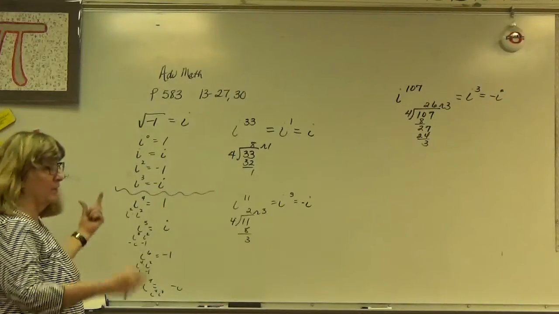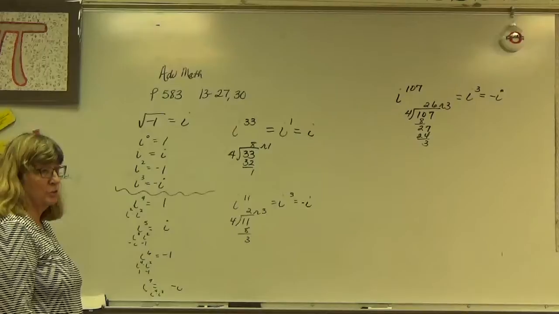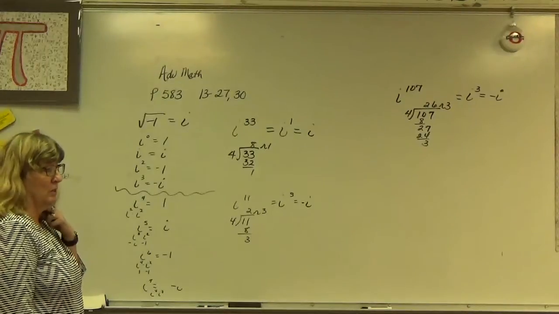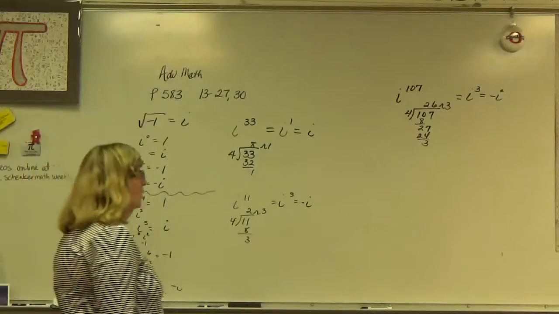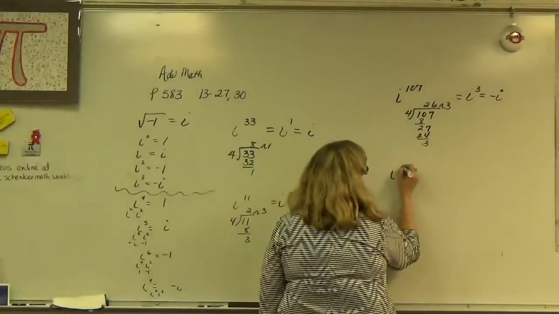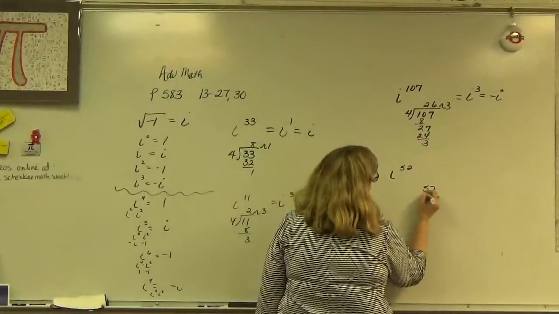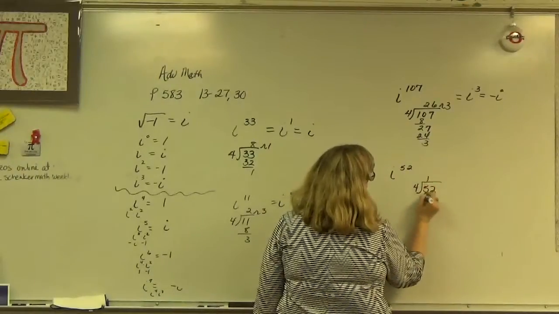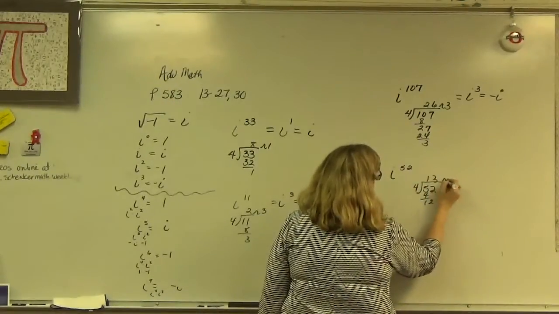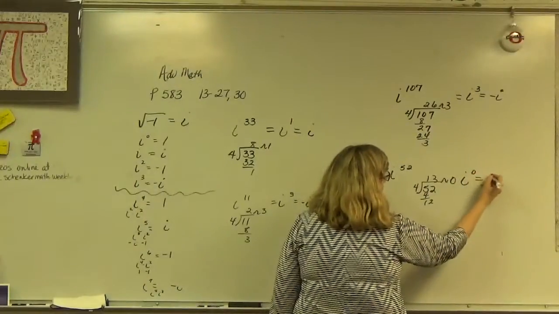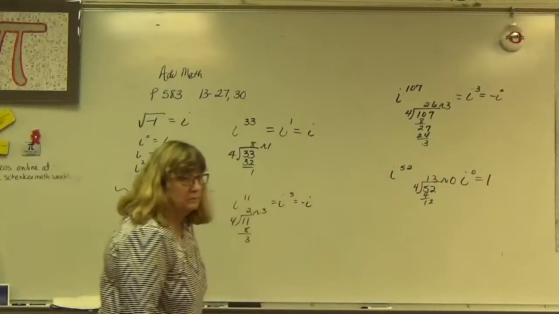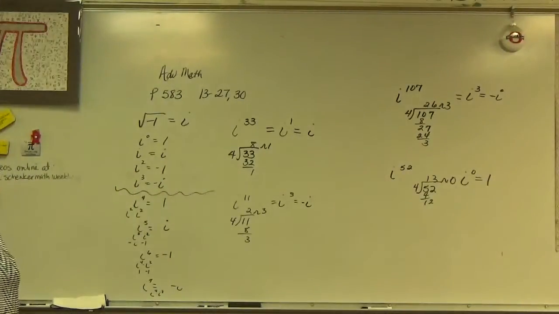Because i cubed, i to the fifth, they all go away. The largest power you'd have is to the first, because it cycles every fourth one. So that's why we divide by 4. What if I had i to the 52nd? You take 52 divided by 4. That comes out evenly, remainder 0, so i to the 52nd is i to the 0, which is 1. Do you guys see how to simplify that?